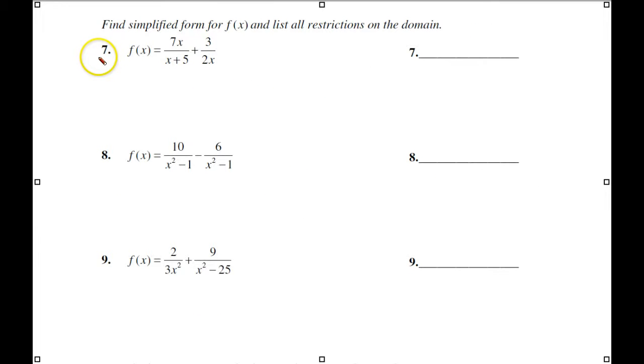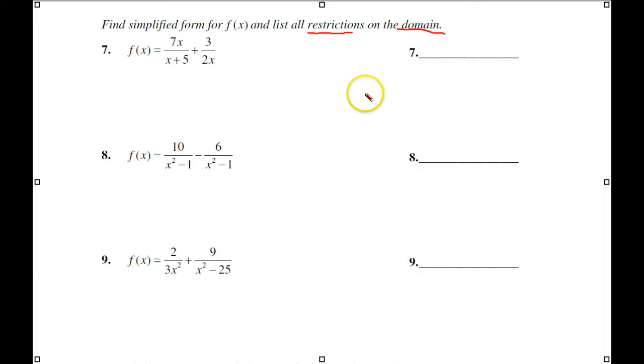Now as you move into number 7, they're going to function notation and they want you to simplify and also list restrictions on the domain. Well, again, I told you we would use this again. So here, x cannot be what? A negative 5. Because if it was negative 5 here, it would be 0. And here, x cannot be what? A 0. So our domain is all real numbers, except x cannot be a negative 5 or a 0.